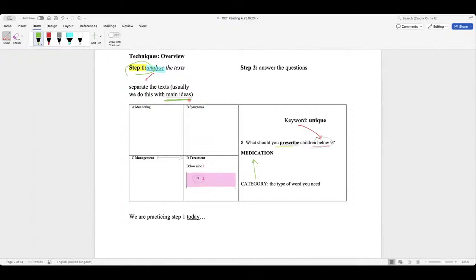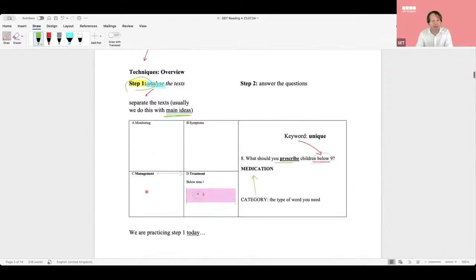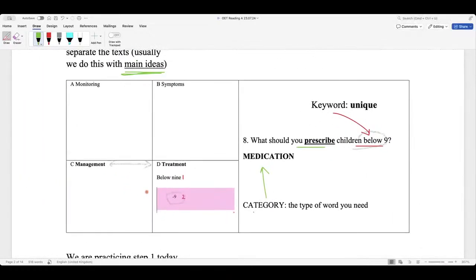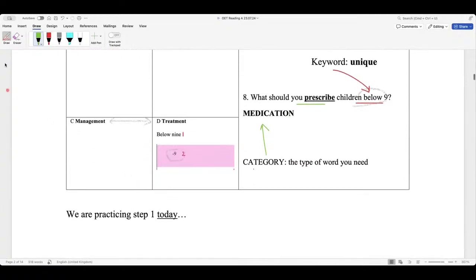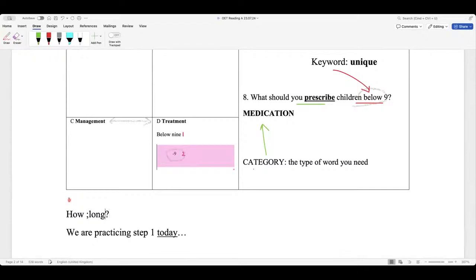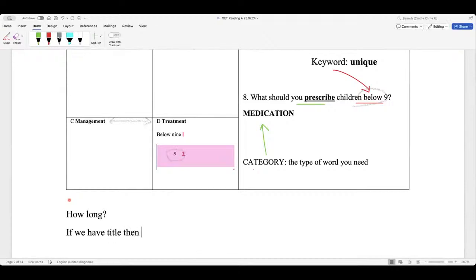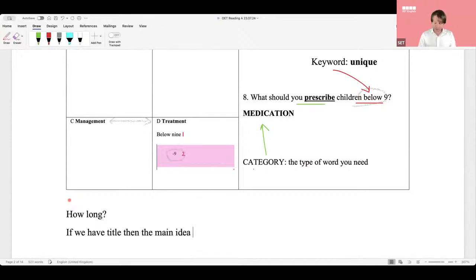Yes, ready. So I'm going to show you a text, and I want you to find me the main idea. Everyone ready? How much time should we spend to get the main idea? It depends. How long, Rima? If we have a headline, just 10 seconds, maybe 5. What do you mean by headline? Title. Yes, then the main idea equals the title.